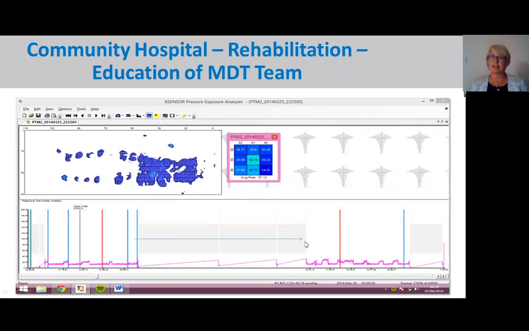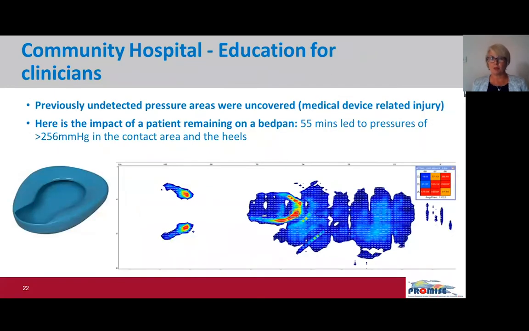But what they haven't done is taken their cushion with them. So we were able to demonstrate to the community hospital team that it was really important that they have 24-hour pressure management. We were also able to show that a patient at one point had been left on a bedpan for 55 minutes, creating pressures of over 56 millimeters of mercury, which was quite an eye-opener for the community hospital staff. And they then put in place a quality improvement initiative to make sure that that didn't happen again.